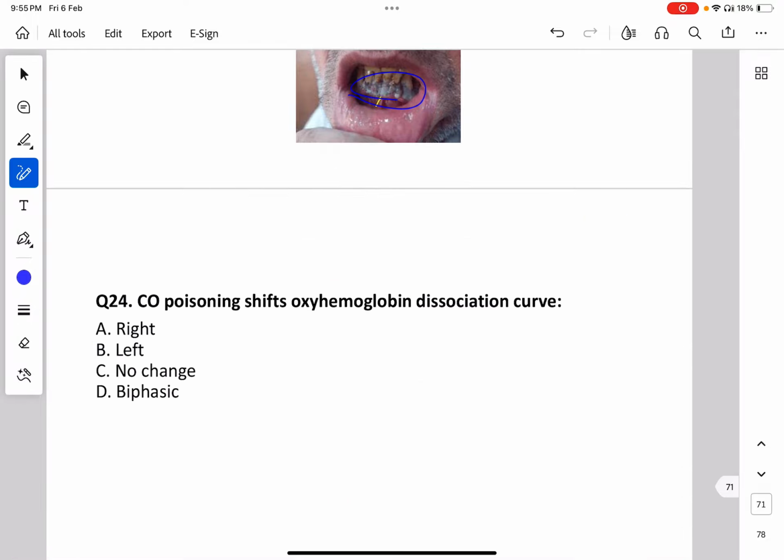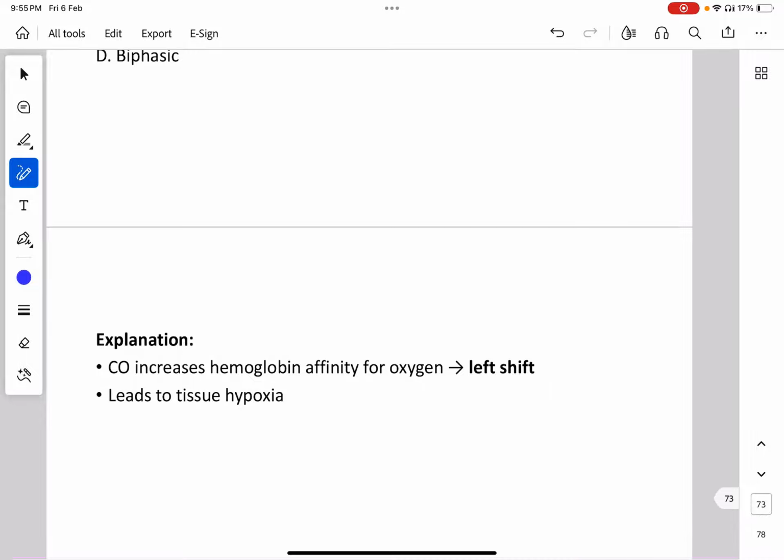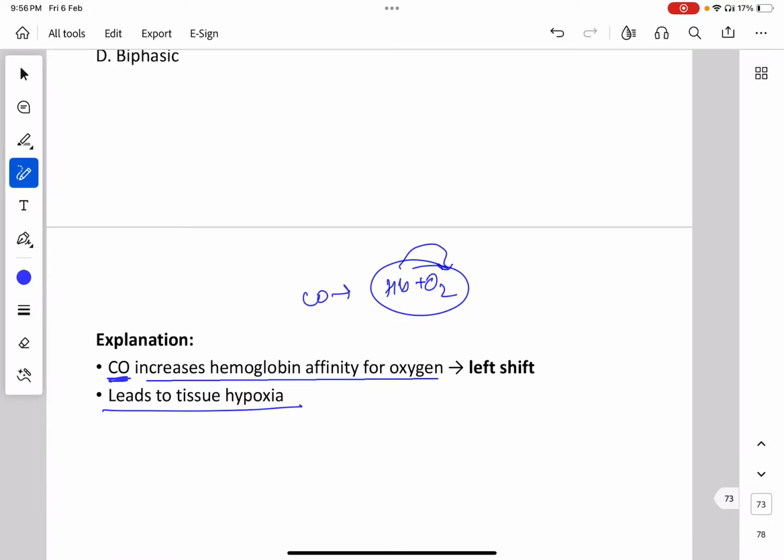Now, question number 24: carbon monoxide poisoning shifts the oxyhemoglobin dissociation curve. This is again an important topic. CO poisoning shifts the oxyhemoglobin dissociation curve to the left side. What it does: carbon monoxide increases hemoglobin affinity for oxygen. That is, it doesn't allow hemoglobin to release oxygen. It has increased affinity. ठीक है, बॉन्डिंग बढ़ा देते हैं. कार्बन मोनोऑक्साइड क्या करता है? हेमोग्लोबिन एंड ऑक्सीजन की दोस्ती बढ़ा देता है, increase friendship. So hemoglobin does not allow oxygen to enter into tissues, so it leads to tissue hypoxia.